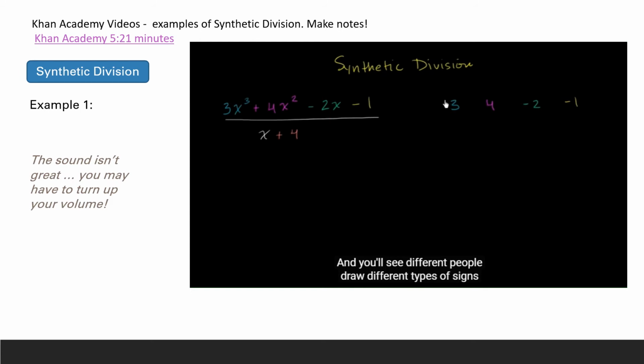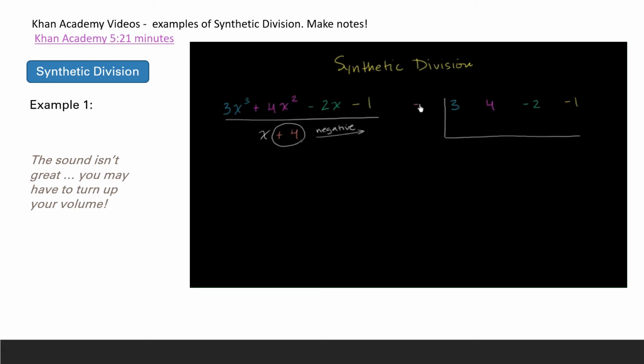Then, and you'll see different people draw different types of signs here depending on how they're doing synthetic division, but this is the most traditional. And you want to leave some space right here for another row of numbers, so that's why I've gone all the way down here. And then we look at the denominator. And in particular, we're going to look at whatever x plus or minus is right over here. So right over here we have a positive 4. Instead of writing a positive 4, we write the negative of that, which would be negative 4. And now we are all set up and we are ready to perform our synthetic division.